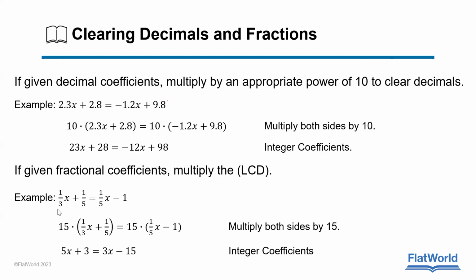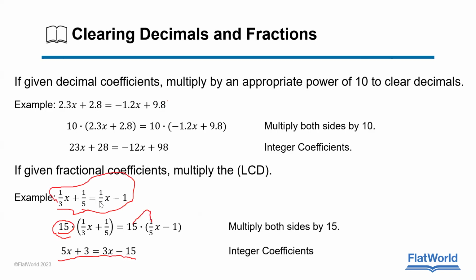Look at this case. To clear this, we'll use the LCD. If everything had an equal denominator of 5, I'd multiply by 5. But because we have two different denominators, I need the LCD to multiply. Look at this. When I multiply by the LCD, look how nice it becomes. I took this fraction and multiplied it by the LCD.